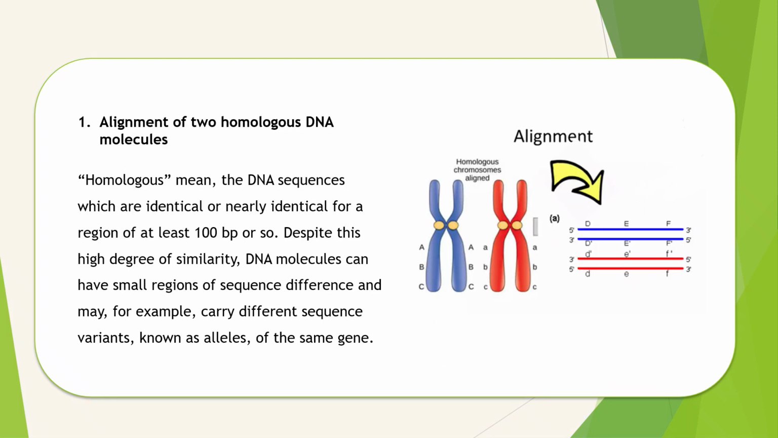The first step is alignment of two homologous DNA molecules. Homologous refers to the DNA sequences which are identical or nearly identical for a region of at least 100 base pairs.